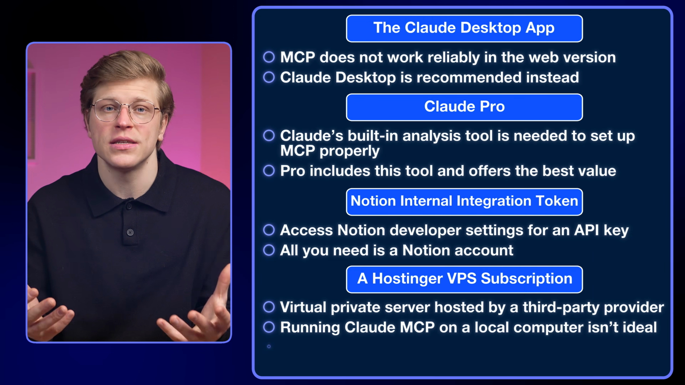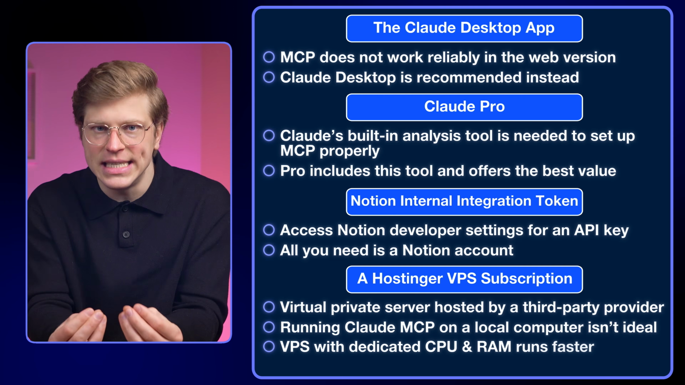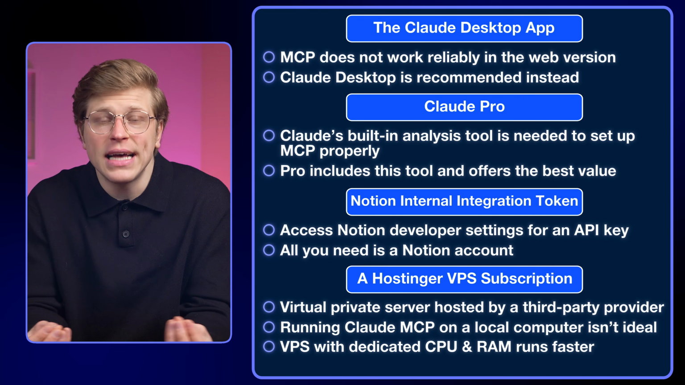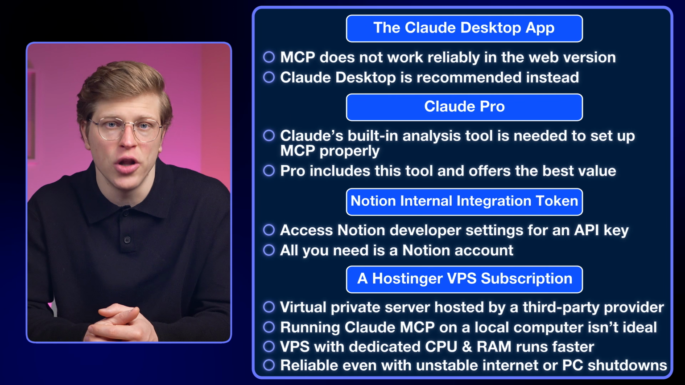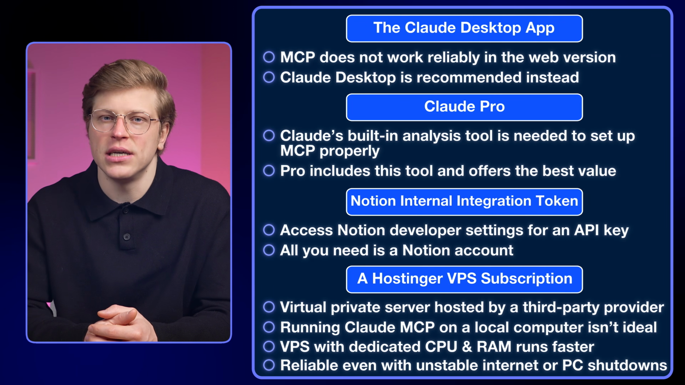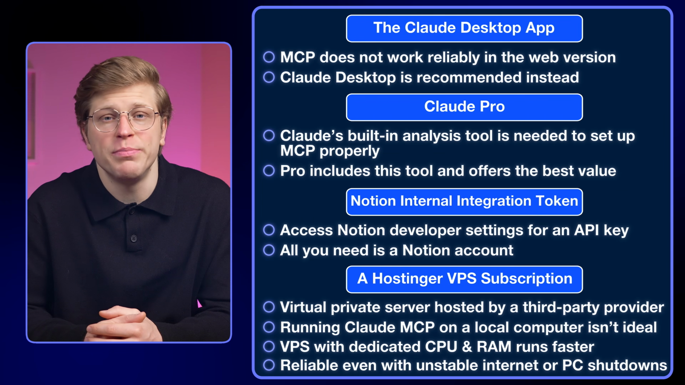For several reasons. A VPS with dedicated CPU and RAM will run faster and smoother. You'll also enjoy redundancy. If you're hosting your MCP locally and your internet connection is unstable, or if you shut your PC off. If that sounds like a lot, don't worry, we will download the apps, sign up for subscriptions, and configure everything step by step in the next 2 chapters.